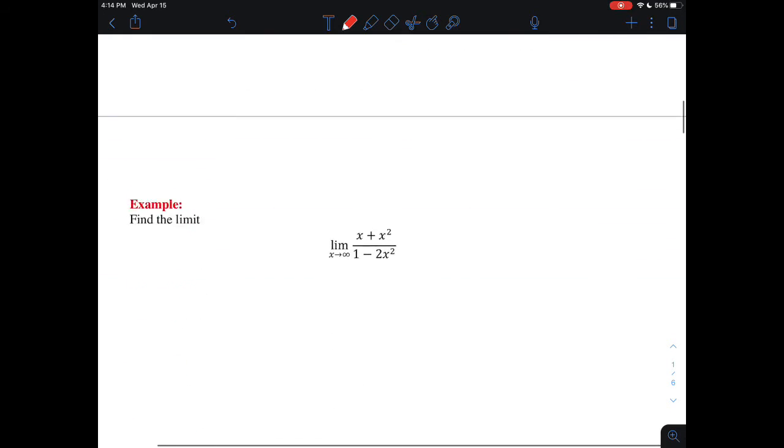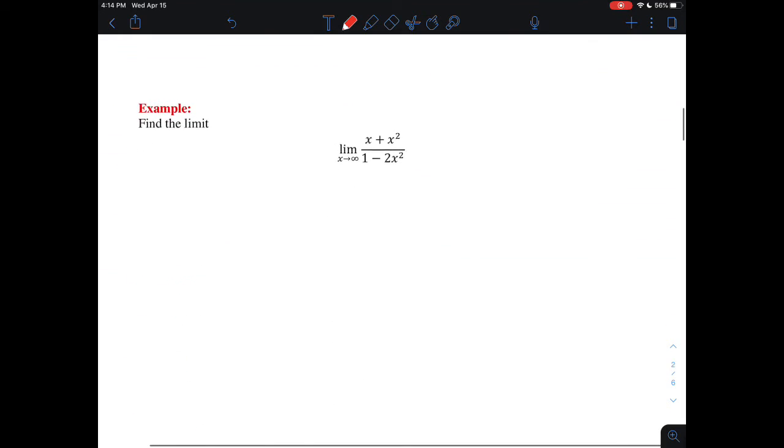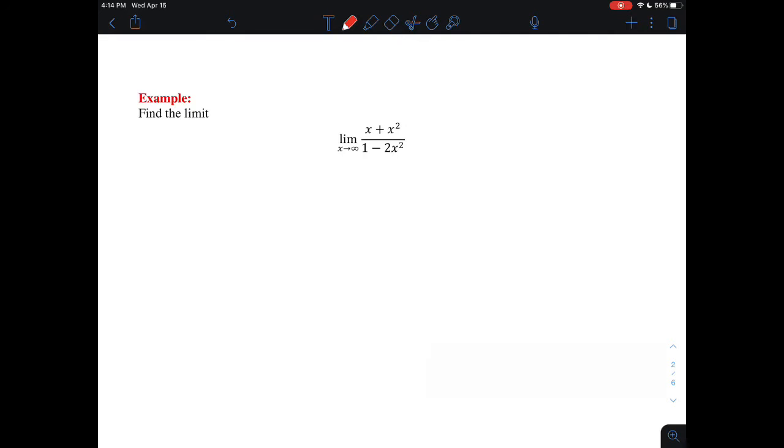So let's start with this first example. Find the limit as x approaches infinity of the quotient x plus x squared divided by 1 minus 2x squared. So here, if we think of what happens when we plug in infinity, we essentially just get infinity over infinity. So this is the infinity over infinity form. So we're going to use L'Hopital's rule.